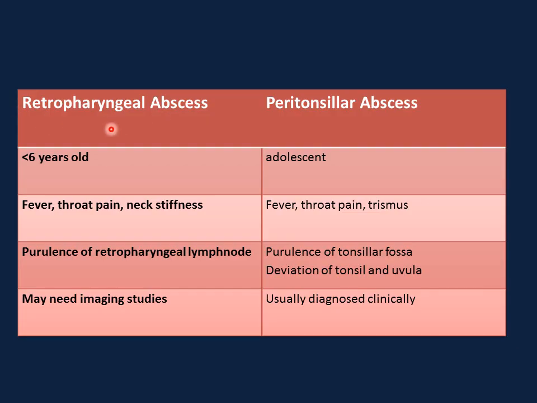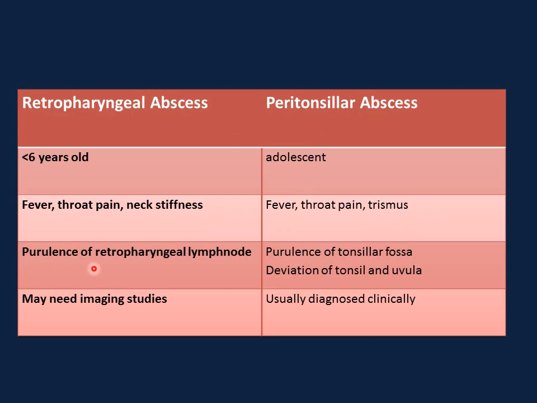This table is to differentiate between retropharyngeal abscess and peritonsillar abscess. Retropharyngeal abscess presents earlier in age, less than 6 years of age. Peritonsillar abscess in adolescence. In retropharyngeal abscess, they present with fever, throat pain, neck stiffness. In peritonsillar abscess, fever, throat pain, and difficulty opening their mouth. This is very unique. So the age, and a child who presents with throat pain and is not able to open the mouth, is suggestive of peritonsillar abscess.